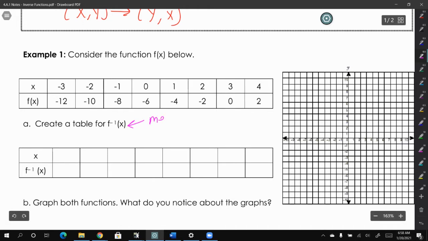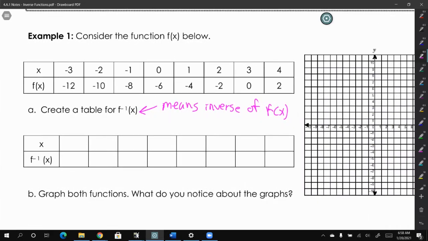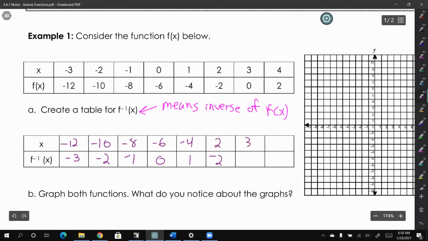So it means inverse of f of x. That's what that -1 means, where that exponent would normally go. So let's look, and all we're going to do is switch the x and f of x values. So instead of -3 comma 12, it's going to be 12 comma -3. Instead of -2 comma 10, it's going to be 10 comma -2. So we're just going to go through and switch the x and f of x values. So -2 comma 2, 0 comma 3, and 2 comma 4.